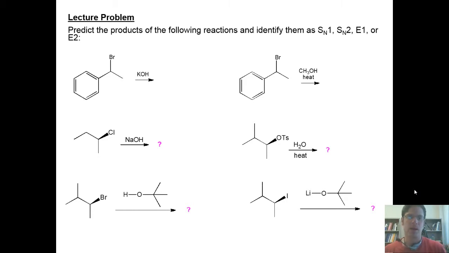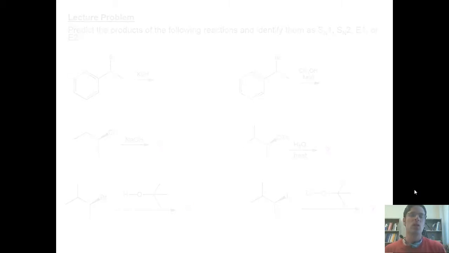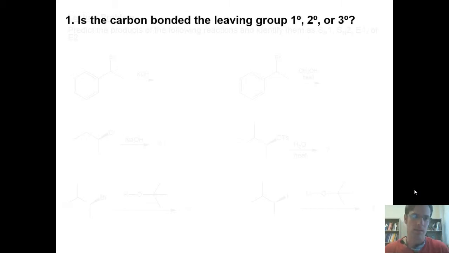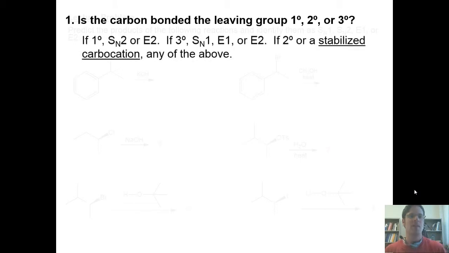The sum up of that presentation is as follows. In order to determine if a substitution or elimination reaction is going to go either SN1, SN2, E1, or E2, I'd usually just ask myself the following three questions in this order. Number one, is the carbon that's bonded to my leaving group primary, secondary, or tertiary? If it's primary, then your reaction is going to be SN2 or E2, potentially.